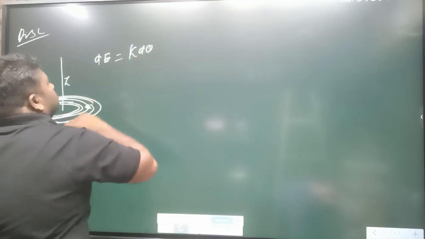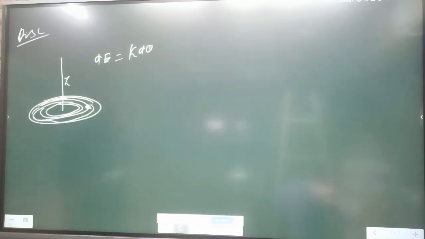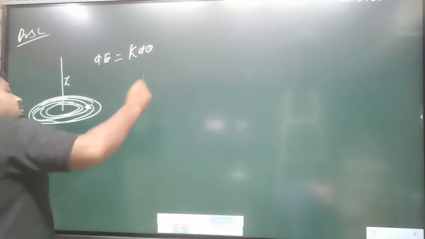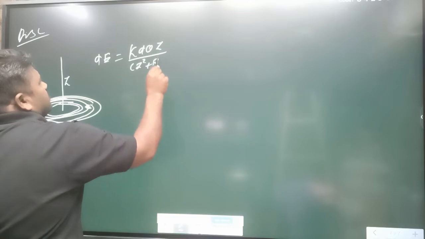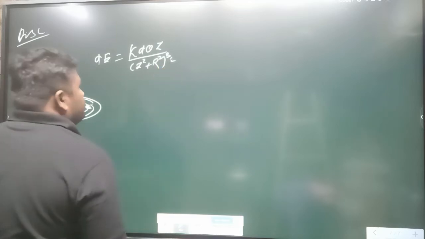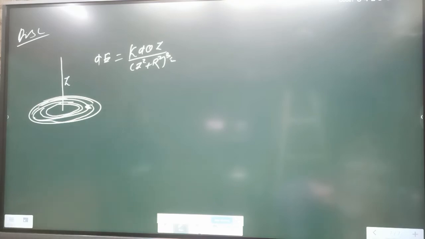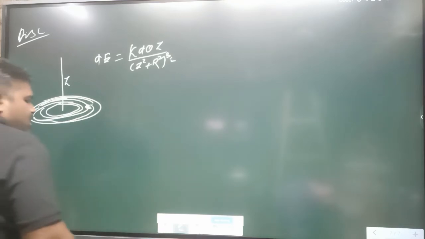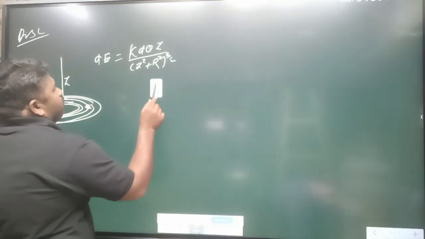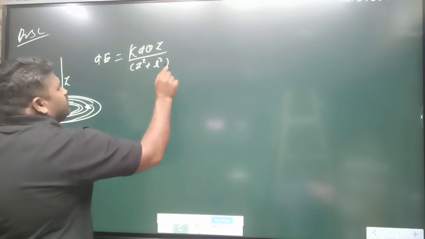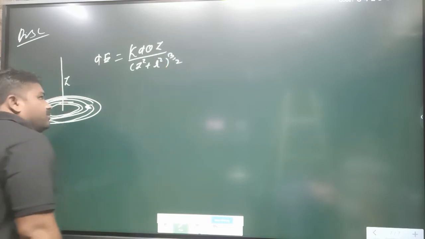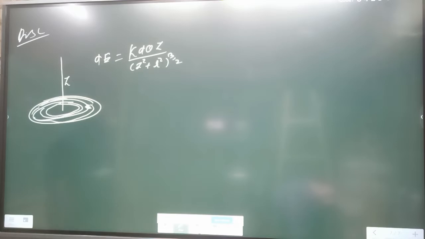K dq upon, yes, K dq Z upon Z square plus R square, bracket raised to 3 by 2. Yes or no? Here this r is a small r, because this r is a variable. K dq Z upon Z square plus r square, bracket power 3 by 2.